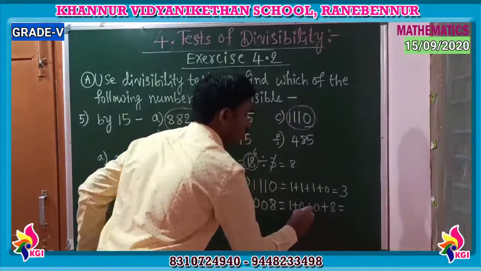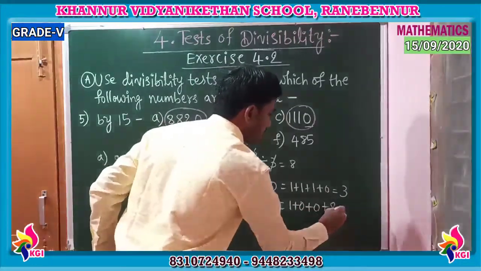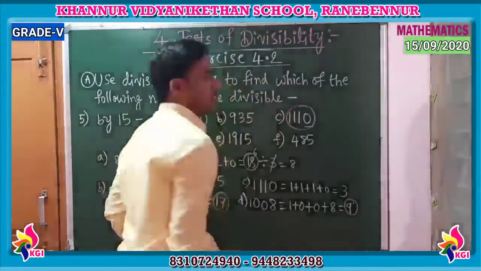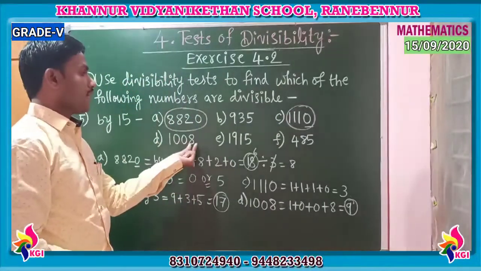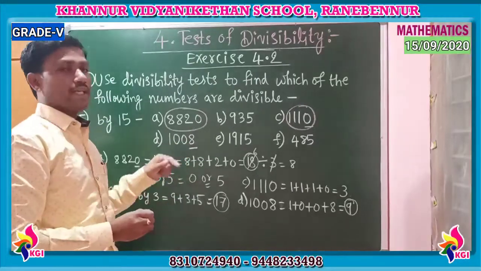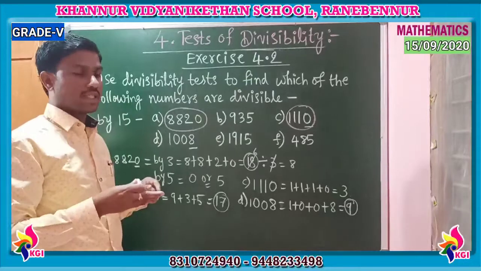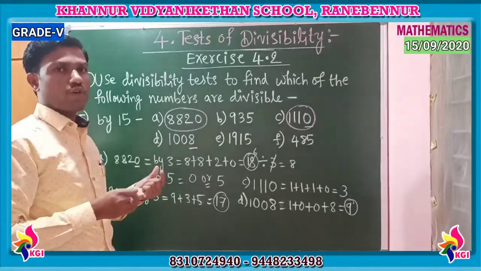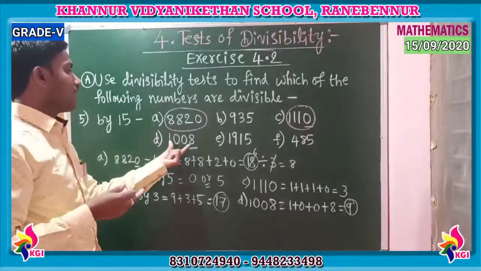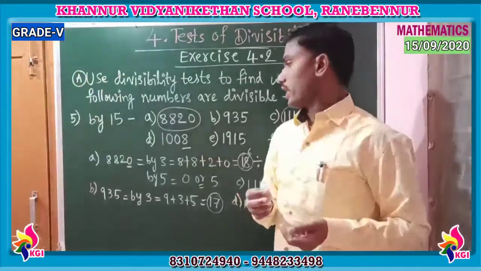So 1 plus 0, 1. 1 plus 8, 9. 9 is divisible by 3 but not divisible by 5. In the given number the last digit is 8, but we want 0 or 5 in the last digit, and there is no 0 or 5. That's why we will say this 1008 is not divisible by 15.